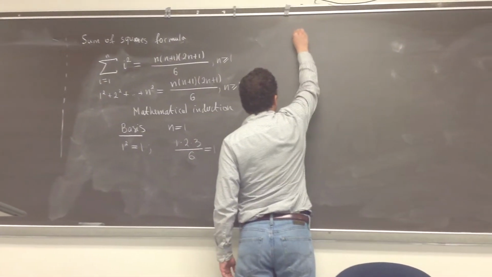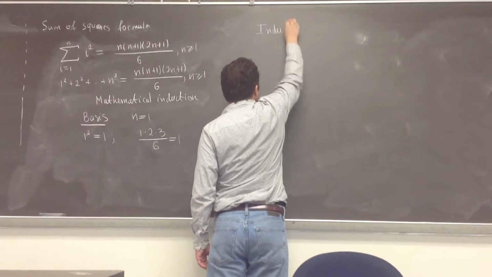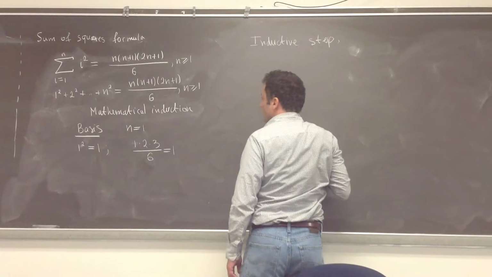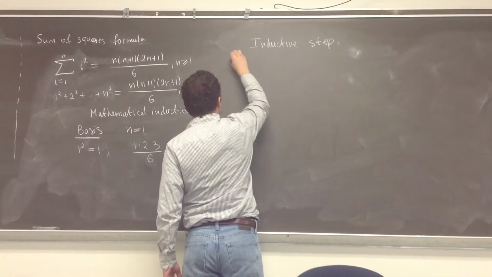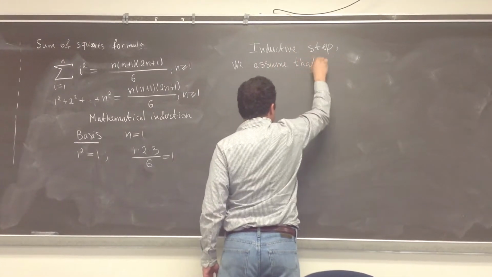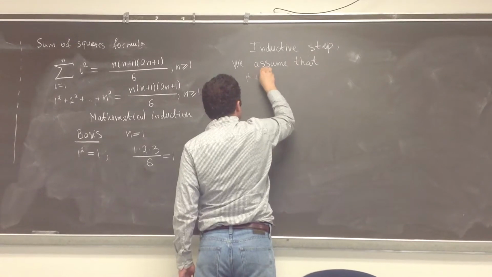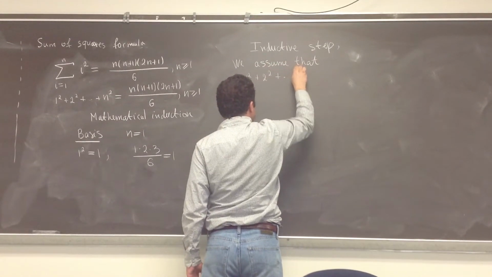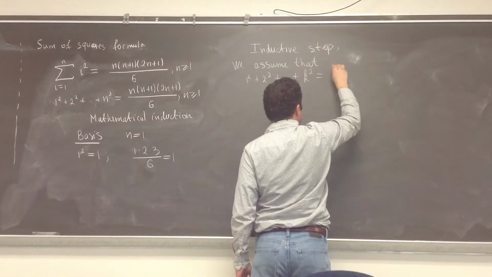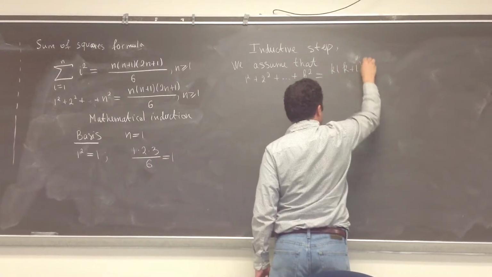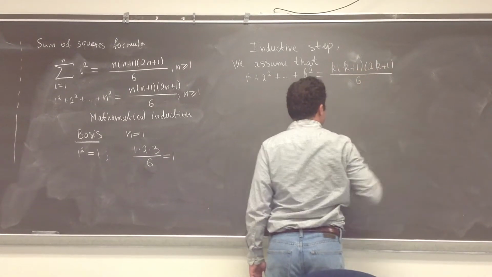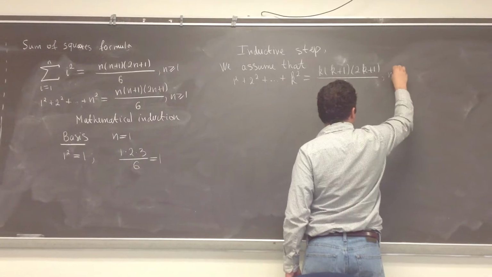And the next step is the inductive step. We assume that the formula holds true when n is equal to k. So we assume that 1 squared plus 2 squared plus and so on plus k squared is equal to k times k plus 1 times 2k plus 1 over 6. And this is the statement when n is equal to k.